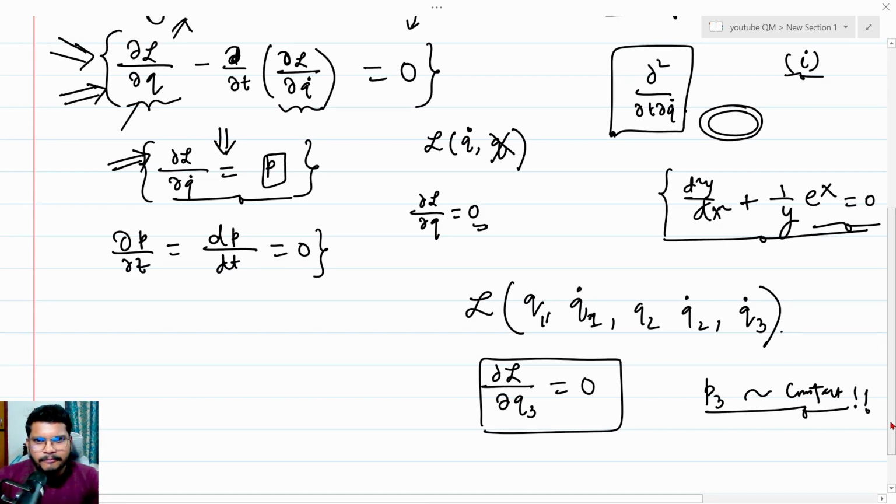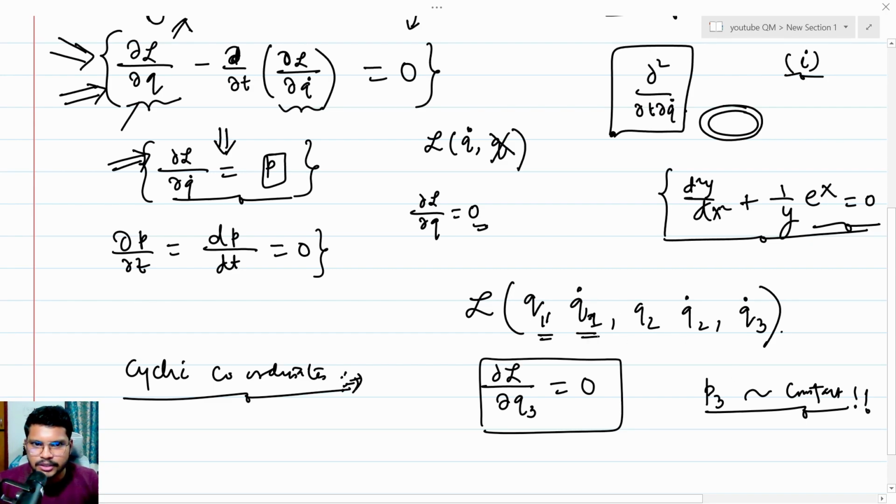So what I'm trying to emphasize is that if I have a Lagrangian of any complicated system, our first job must be to find out whether there is any quantity that is going to be a constant, or whether there is any cyclic coordinate, because cyclic coordinates are those coordinates on which the Lagrangian does not depend. You see that I have q1, there is q1 dot, q2 dot, but there is no q3 dot, and there is no q3. So q3 in this case will become a cyclic coordinate.